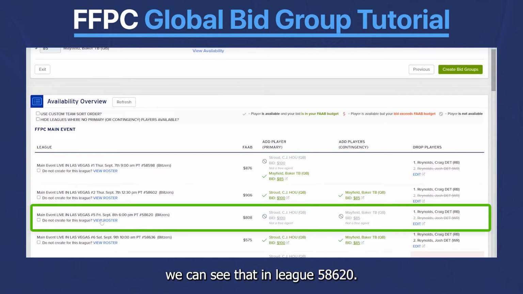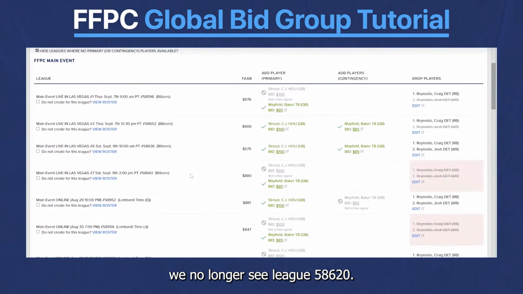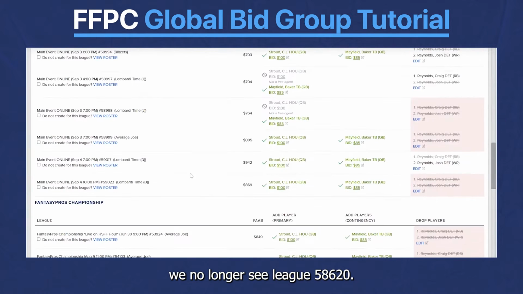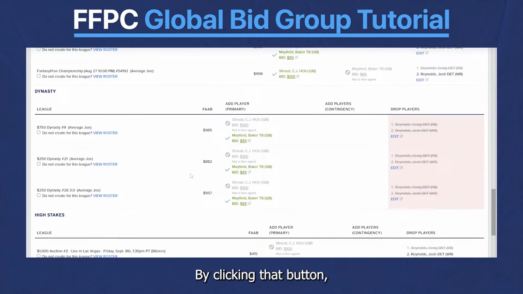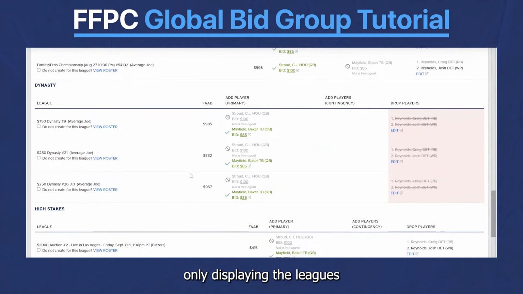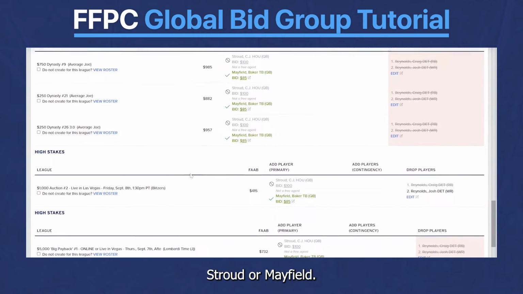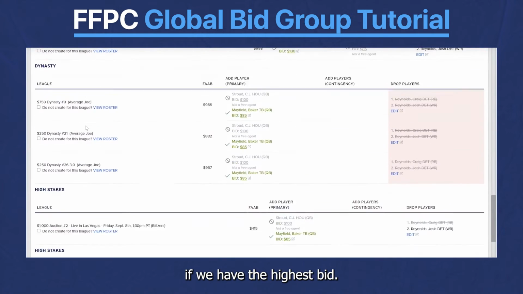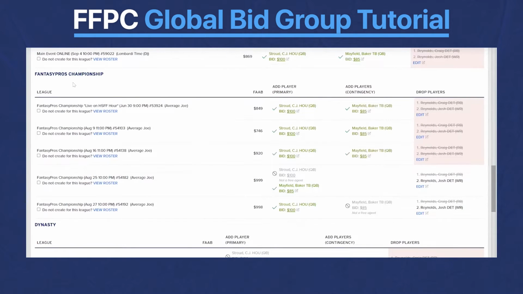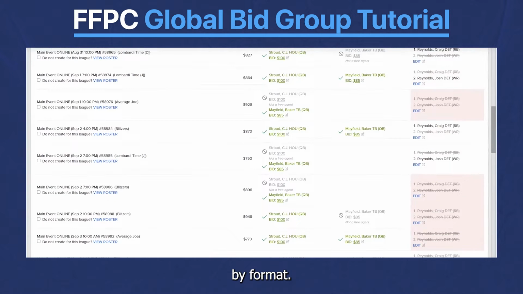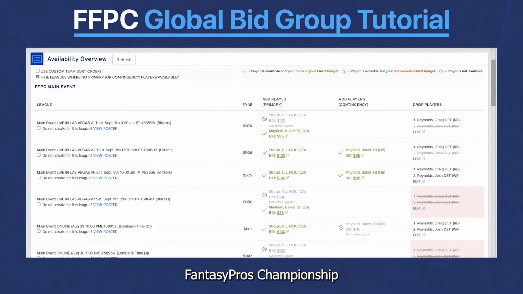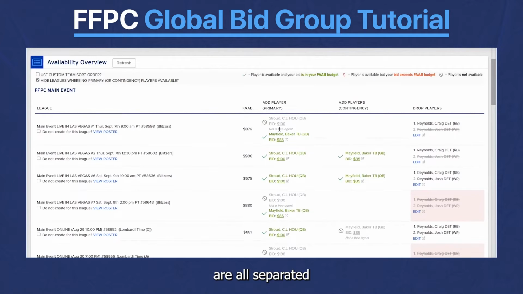For example, we can see that in League 58620, both Stroud and Mayfield are not able to be added. When we click Hide Leagues, we no longer see League 58620. By clicking that button, we are now only displaying the leagues in which we know that we can acquire Stroud or Mayfield if we have the highest bid. This page also sorts itself by format. High Stakes, Dynasty, Fantasy Pros Championship, and Main Event are all separated for your convenience.